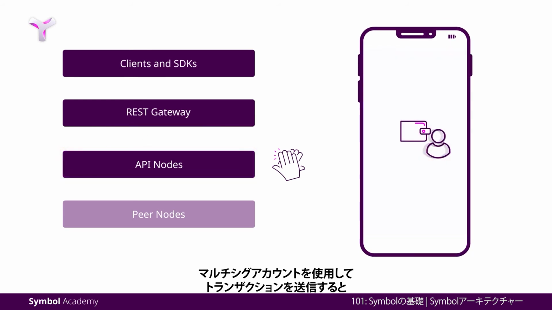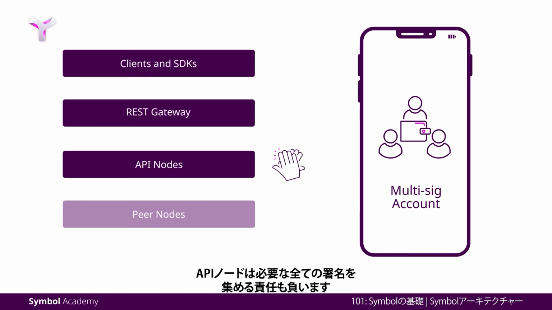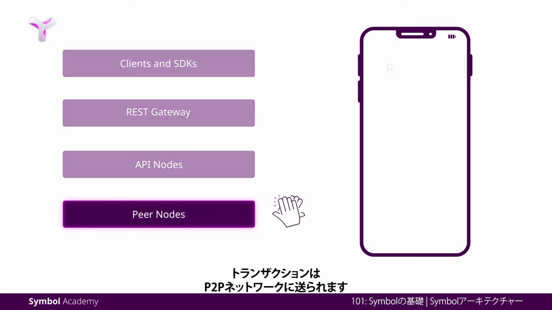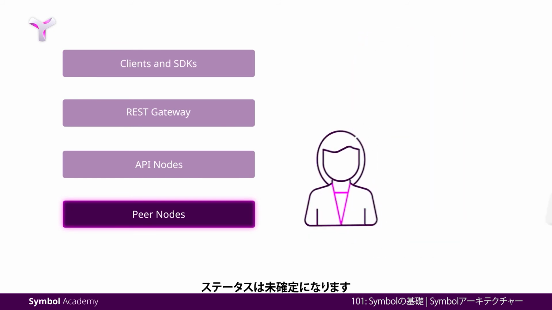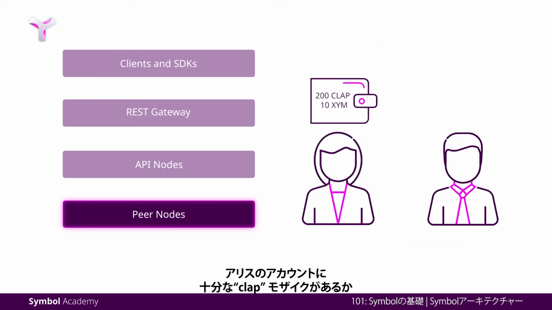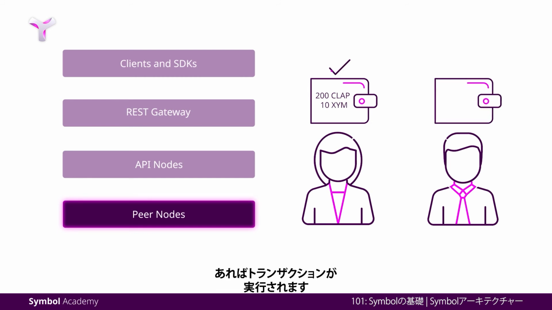If Alice uses a multi-sig account to send the transaction, the API nodes are also responsible for collecting all of the required signatures. If there is no error and all signatures are in place, then the transaction is pushed to the peer-to-peer network. It would be in an unconfirmed status as it has yet to be included in a block and cannot be trusted. The peer nodes validate if Alice has enough of the clap mosaic in her account. If there is, then the transaction is processed.